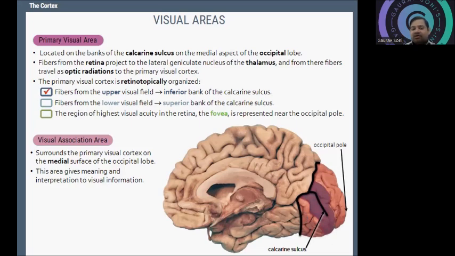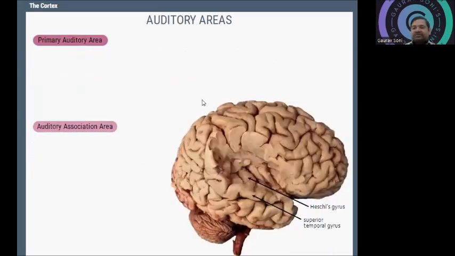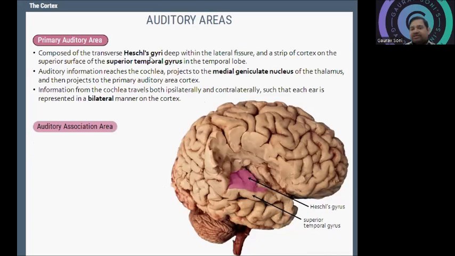Now coming to the auditory areas, again two types, the primary auditory and the auditory association area. The primary auditory area is composed of the transverse Heschl's gyri. You can see here, this is Heschl's gyri within the lateral fissure and a strip of cortex on the superior surface of the superior temporal gyrus in the temporal lobe. This particular part will be the primary auditory area. Remember the words Heschl's gyri and superior temporal gyrus in the temporal lobe.